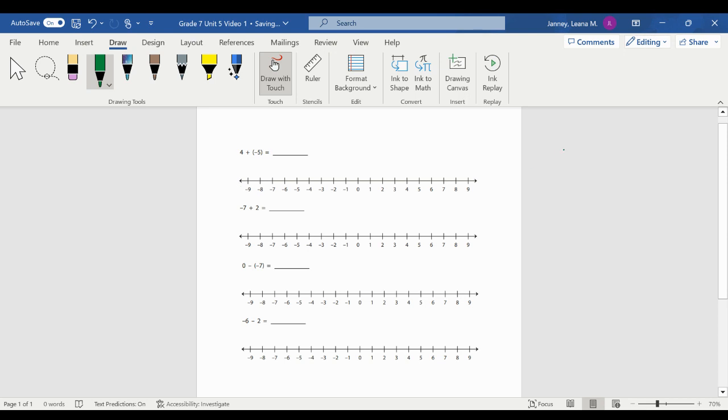Today we're going to use number lines to add and subtract integers. The first problem is 4 plus -5.